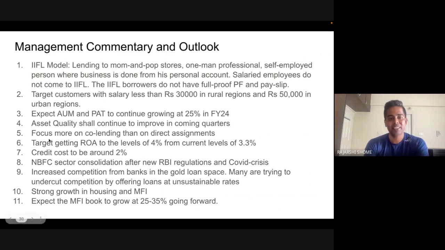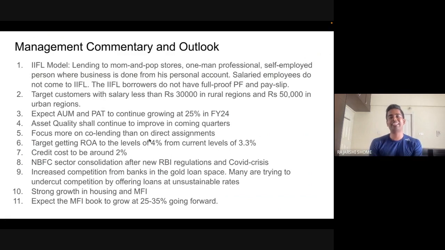So target getting ROA to the levels of 4%. What is the level of ROA right now for this company? Is 3.3%. So if they take the ROA to 4%, that means I can tell you mota moti the ROE at a gearing ratio of 5 to 5.5, the ROE can even touch 22, 23, 25%, right? I know I might be getting a bit greedy here, but having said that, वो north of 20% में रहेगा. So these are music to my ears जब कोई management con call में ऐसे बातें करता है.